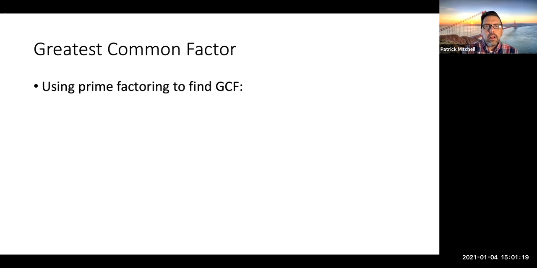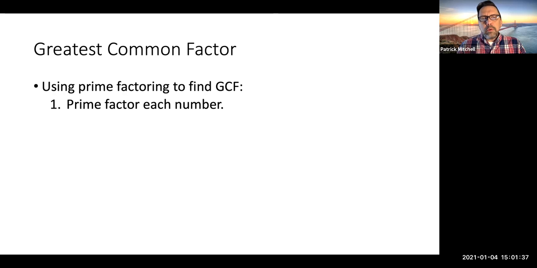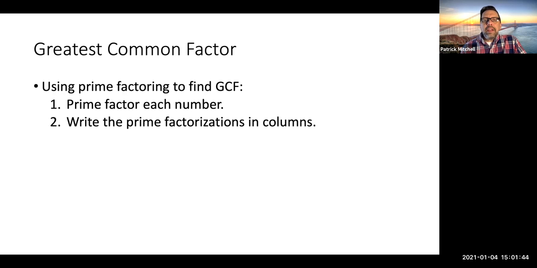All right, so starting with the greatest common factor, first let's review finding the greatest common factor of a list of integers. And my favorite method for doing this is prime factoring. So here's how that goes. Step 1 is we will find the prime factorization of each number using a factor tree, for example. Then we will write these prime factorizations in columns. And I'll show you exactly what I mean when we get into the examples.